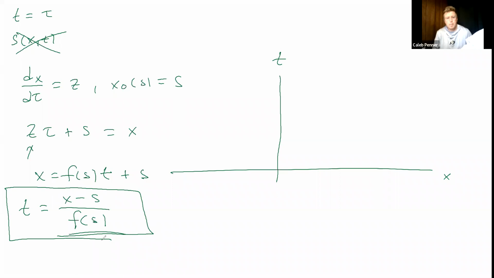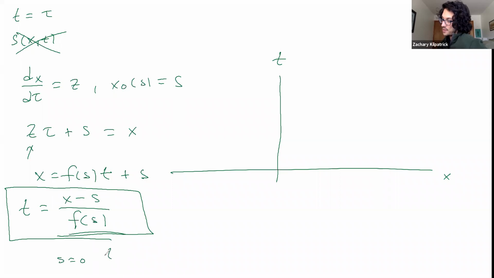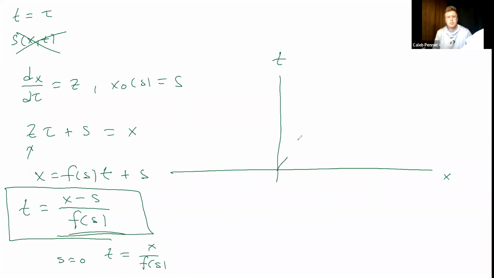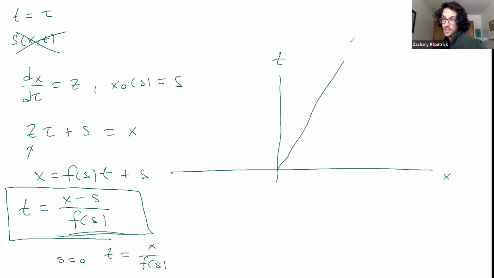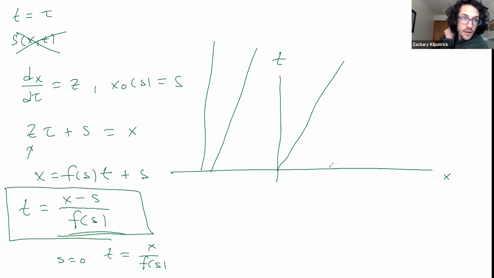Right, different values of S, right? It's like for S equals zero, you would have T equals X over F of S, right? So the slope of this would be something. Right, so the slope from here will be something. If this was a linear equation, like the linear transport equation, then you'd have a constant.